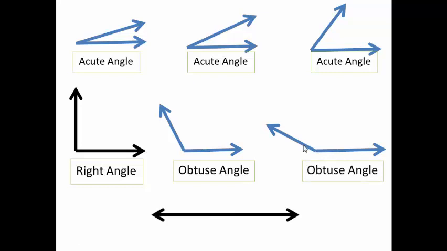If I have this ray and another ray and they form together a straight line, what do you call it? Straight angle.